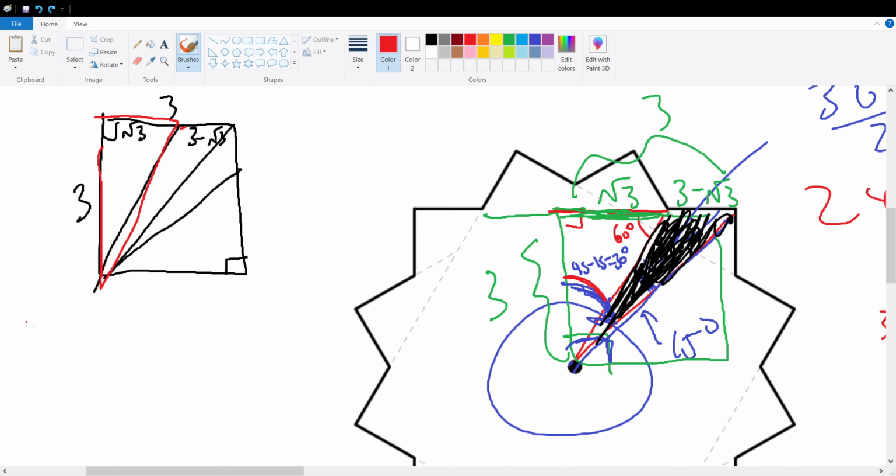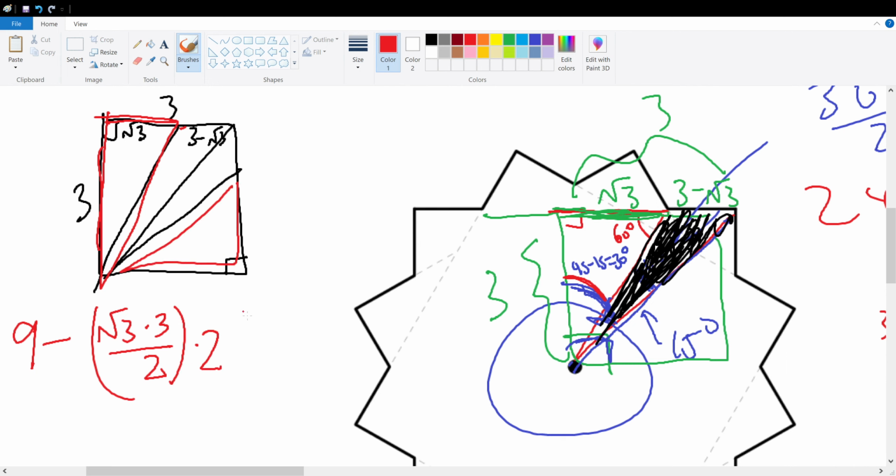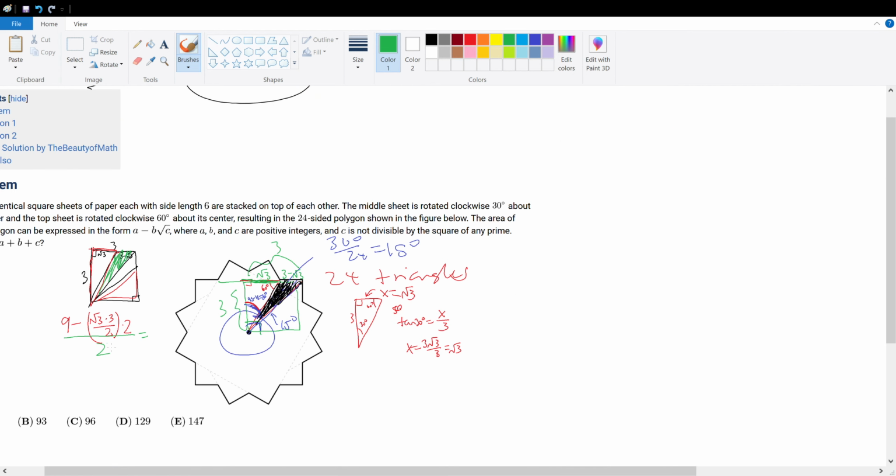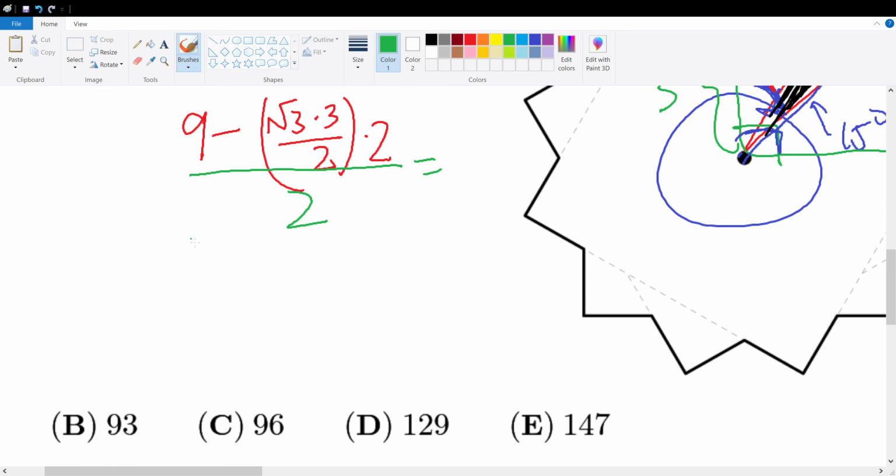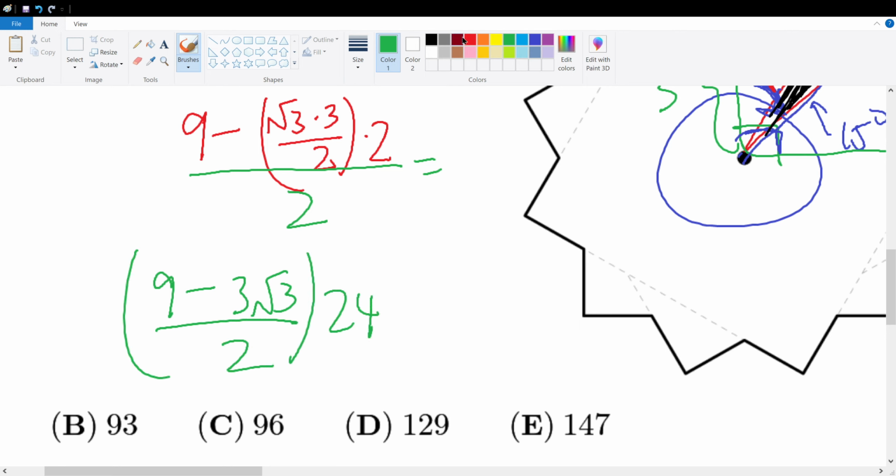Alright, so let's do that real quick. So it's 9, the area of the box, minus this length, which is square root of 3, times the height, 3 divided by 2. And since we have 2 of these triangles right here, we multiply this by 2. And then since this triangle is congruent to this triangle, we divide this by 2 to figure out the area of one of these triangles. So what is this? Let me zoom out a bit. Okay, so this could be 9 minus 3 times square root of 3 over 2. Now we multiply this by 24 of these little triangles to figure out the total area of the polygon.